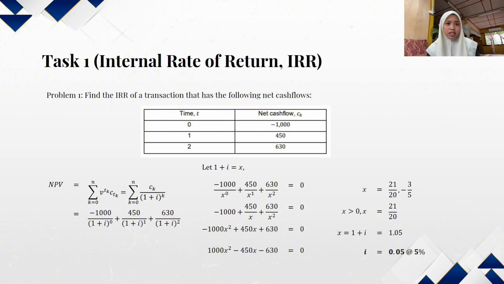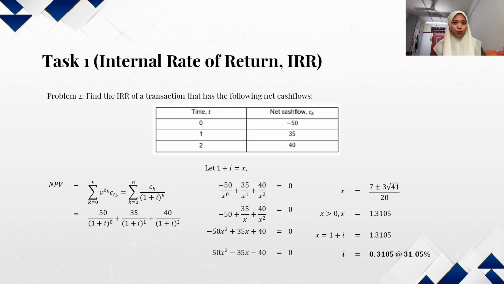Even though both are mathematically valid, we only accept the one that makes sense in the real world. A negative IRR like negative 160% means the project loses more than its value every year. But in our case, that does not fit because the project is actually gaining value. Therefore, we reject the negative IRR and accept the positive IRR of 5% because it reflects the real financial performance of the investment. Let's move on to problem 2 and the first one.